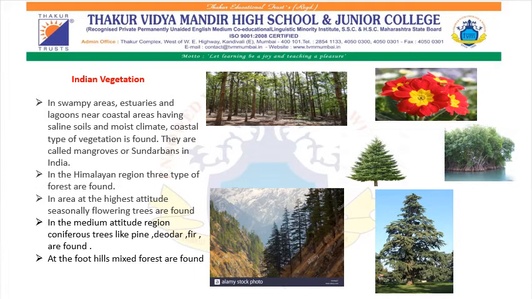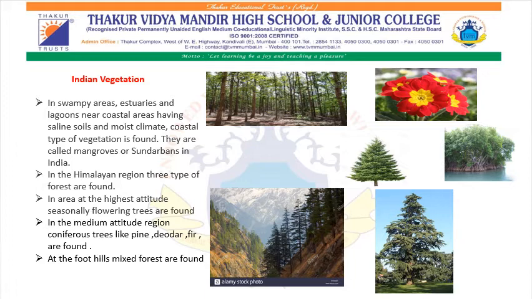In the swampy areas, estuaries, and lagoons near the coastal region, there is saline soil and moist climate. Coastal type of vegetation is found in this region, and this coastal vegetation is called mangroves or sundarban. The characteristics of these trees are that they are oily in nature, light and durable.